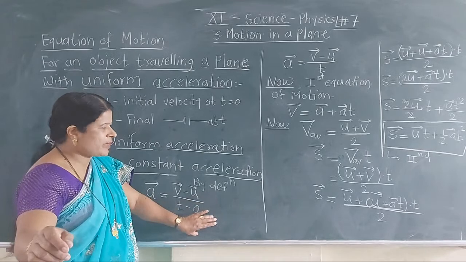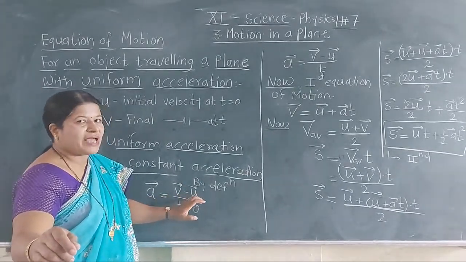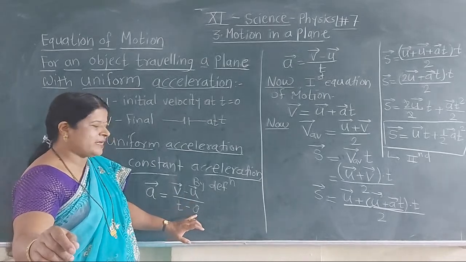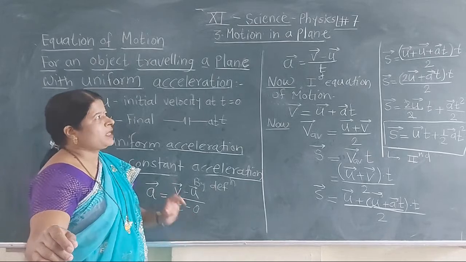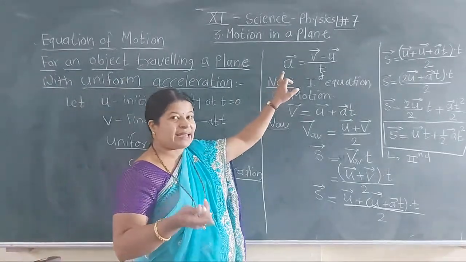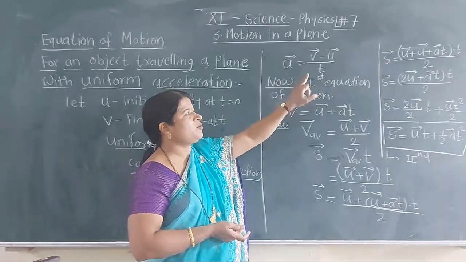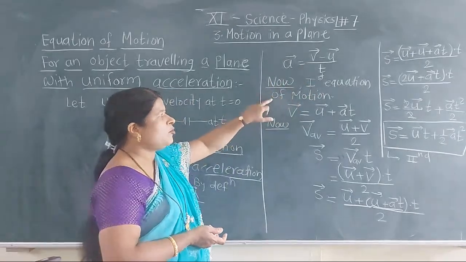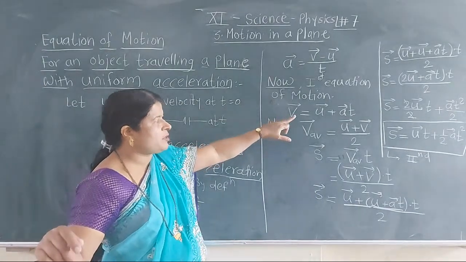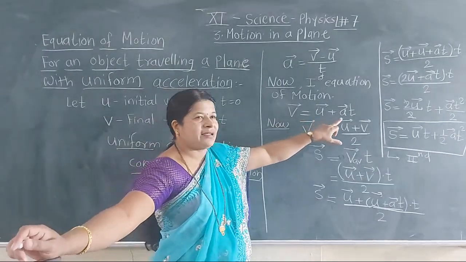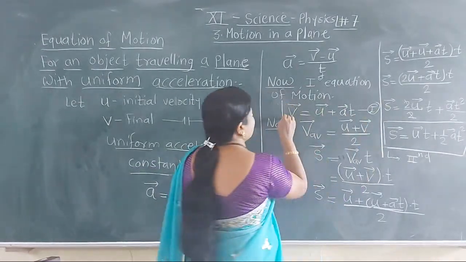ते कसे आपण प्रूव्ह केलेले आहे? According to the definition, vector a is equal to vector v minus vector u divided by t minus 0, that is change in velocities divided by time. So we get the equation in the vector form as vector a is equal to vector v minus vector u divided by t. Now we know the first equation of motion: vector v is equal to vector u plus vector a t. This is the first equation of motion in vector form.